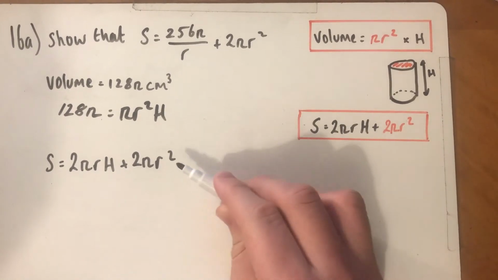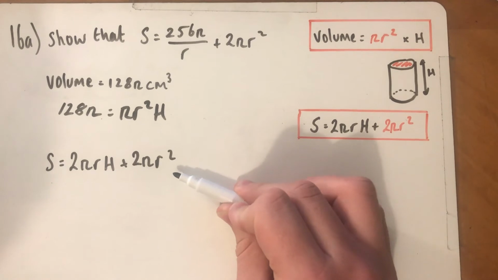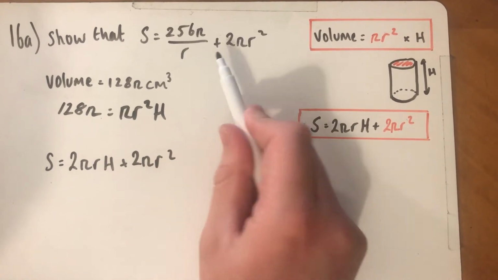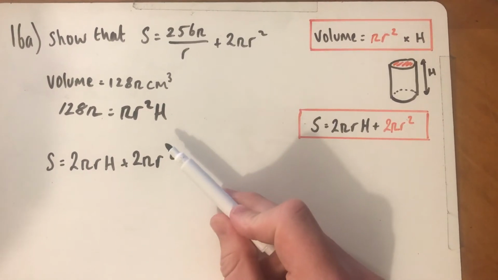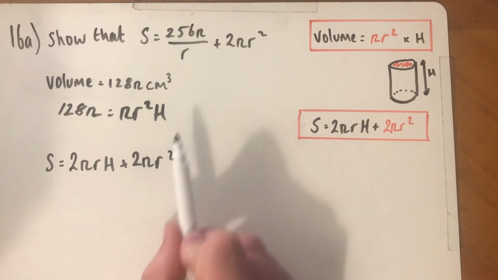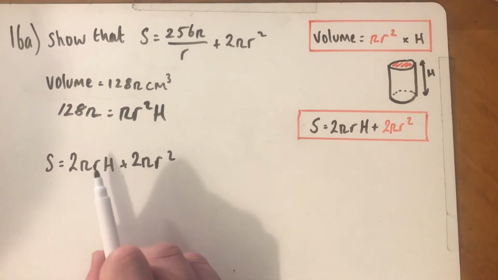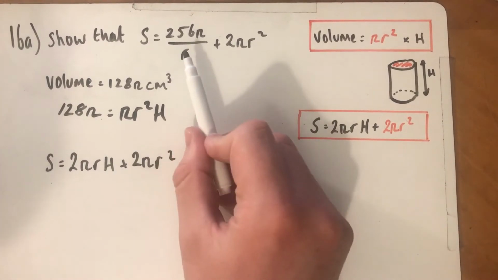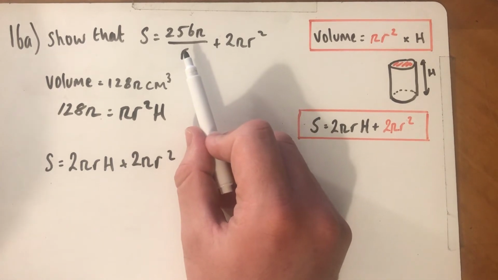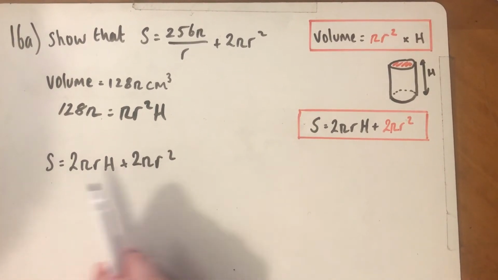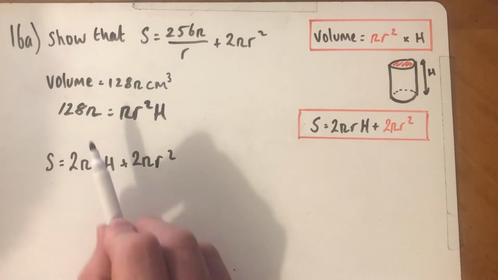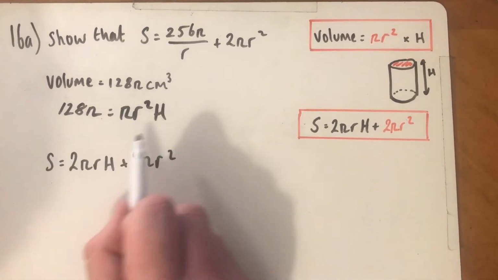So let's have a look at our formula for the surface area of a cylinder and what we've been asked to show. What's the difference? The 2 pi r term is exactly the same. The only thing that's different is the first term here. We have h and they do not. So what we're going to have to do is eliminate h from this equation, and we can do that using this equation here.